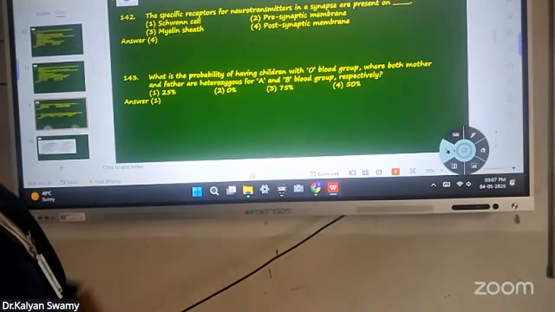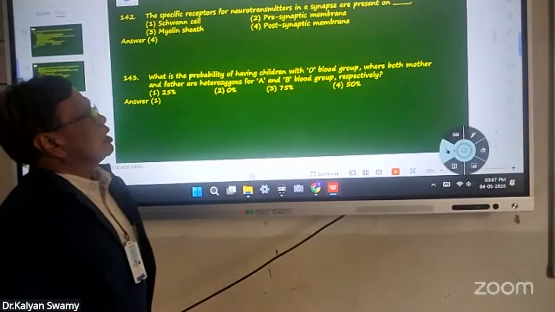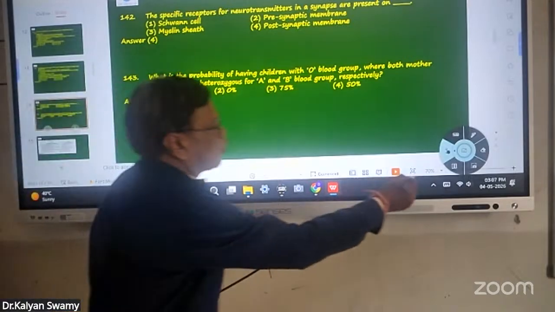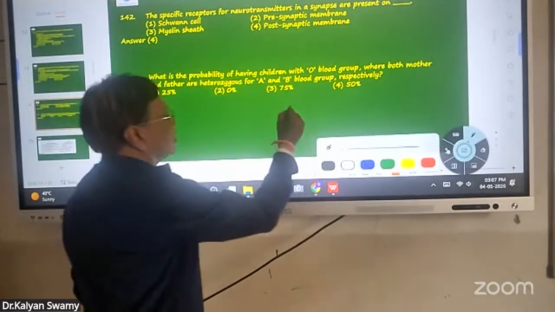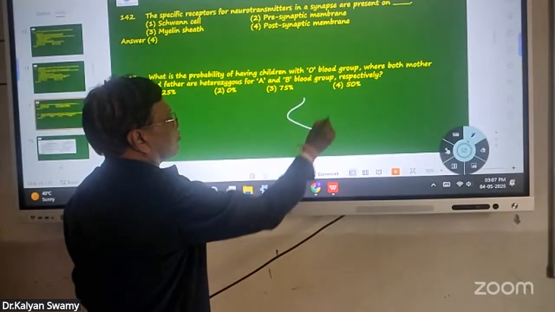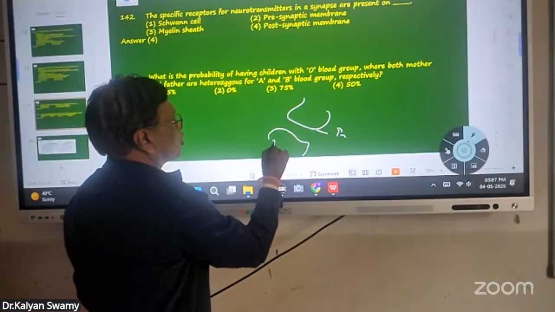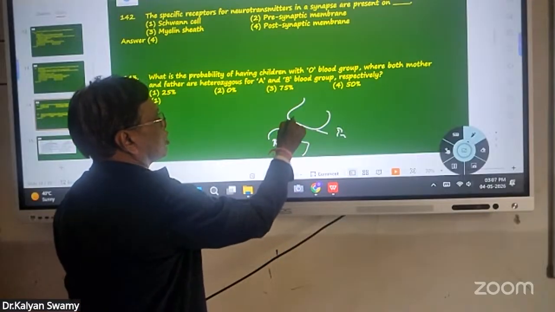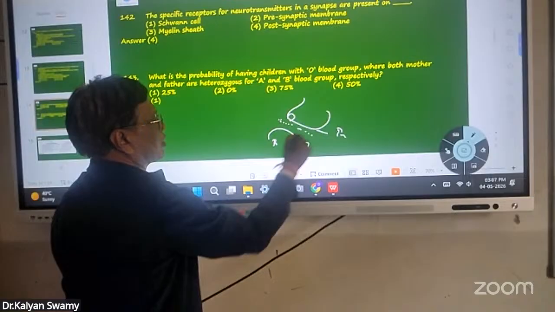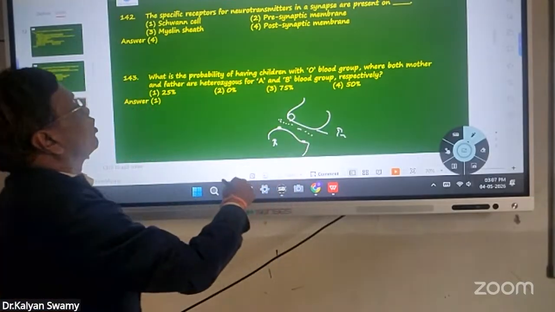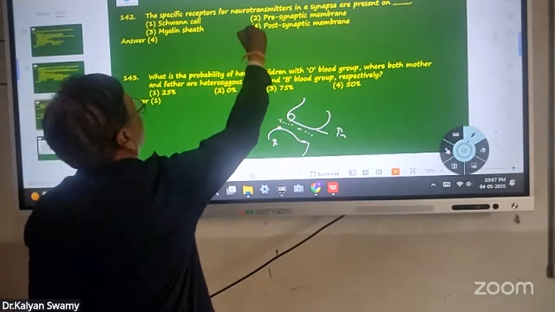Next question, a very direct question. Specific receptors are there at a synapse for the binding of the neurotransmitter. This is the synapse, this is the presynaptic membrane, and this is the postsynaptic membrane. Neurotransmitters are released by the presynaptic membrane. The receptors are present on the postsynaptic membrane. Fourth is the option.